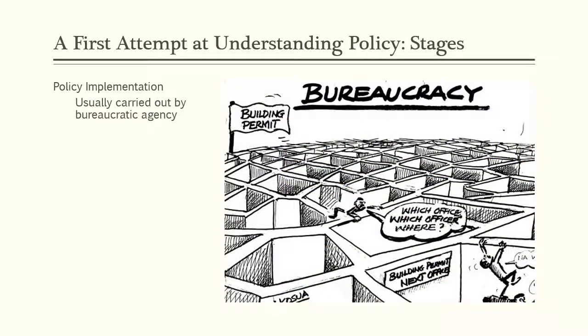The next stage in the model is policy implementation. So, after a policy has been formally adopted, it has to be carried out in the real world to actually solve the problem that it's meant to address. Policies are usually implemented by government bureaucracies. These government agencies have the critically important task of translating law into an actual functioning program.